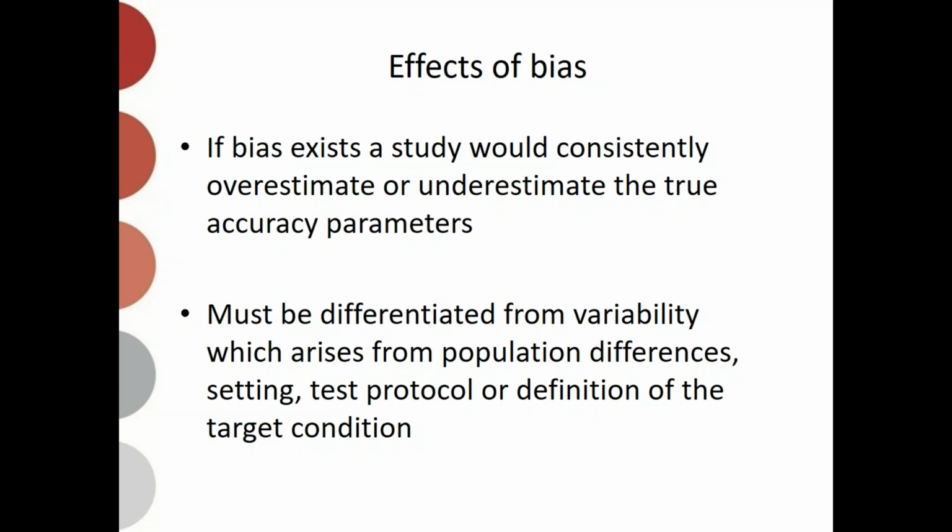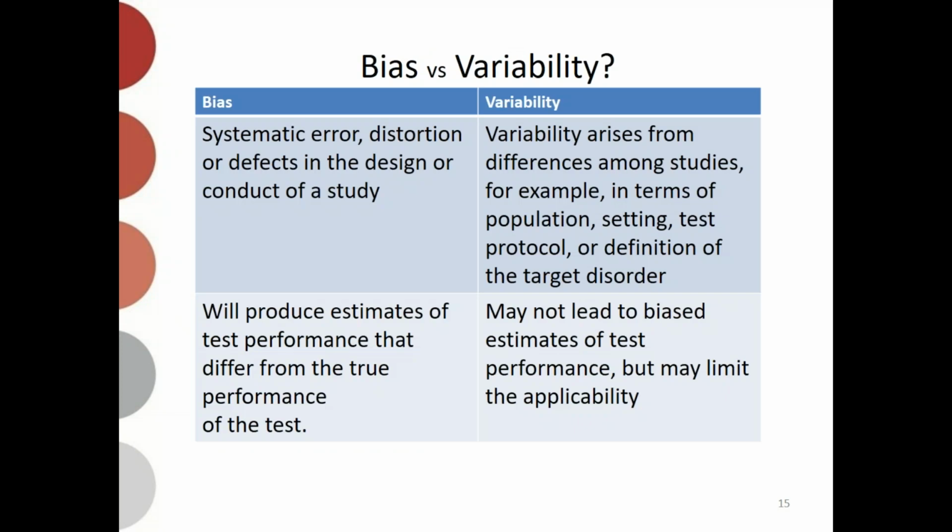Now, you need to differentiate the term bias from variability. Bias comes in when there's a systematic distortion in the design or conduct of a study, and variability arises from inherent population differences. There will always be differences in the population, setting, and test protocol. Now, when you fail to appreciate the variability and fail to mitigate the effects of that, you introduce bias. This table summarizes the differences between bias and variability, which you need to know.